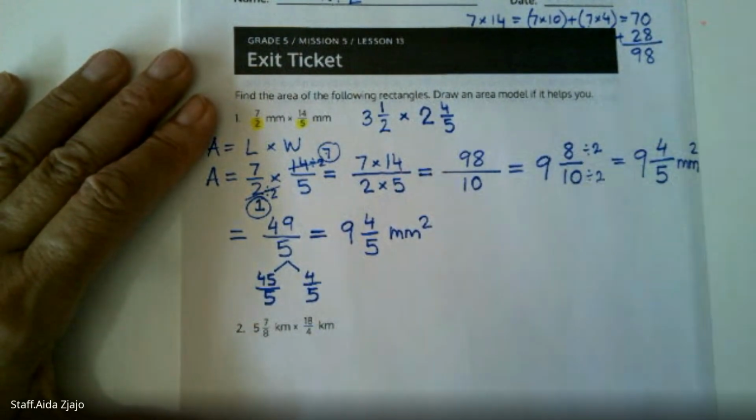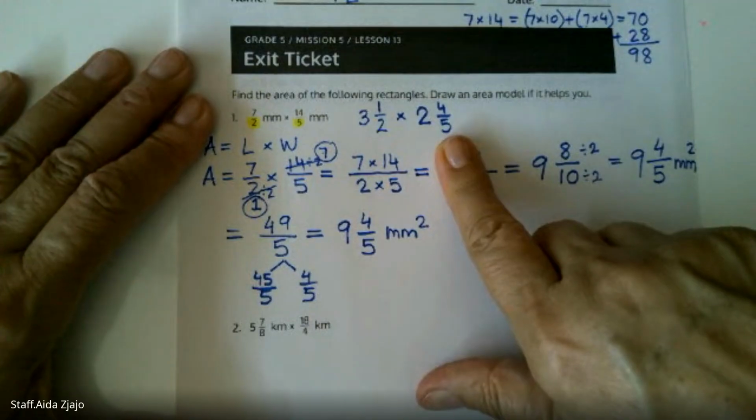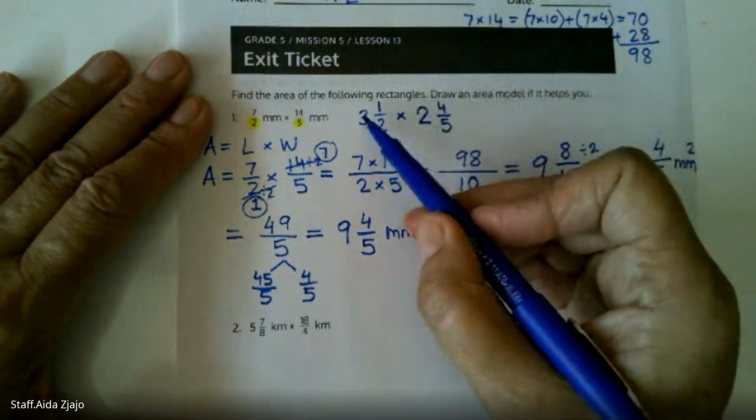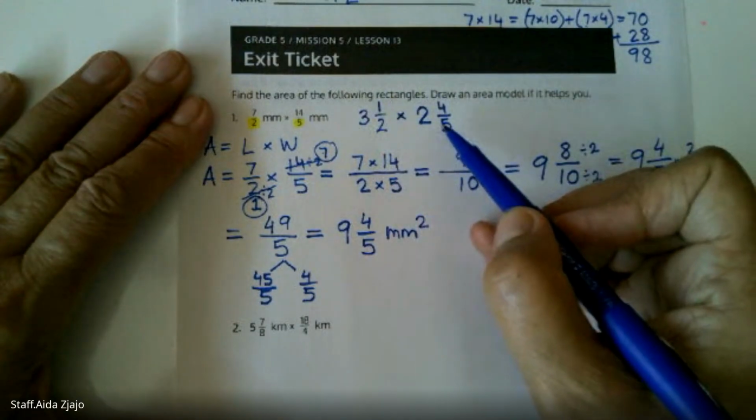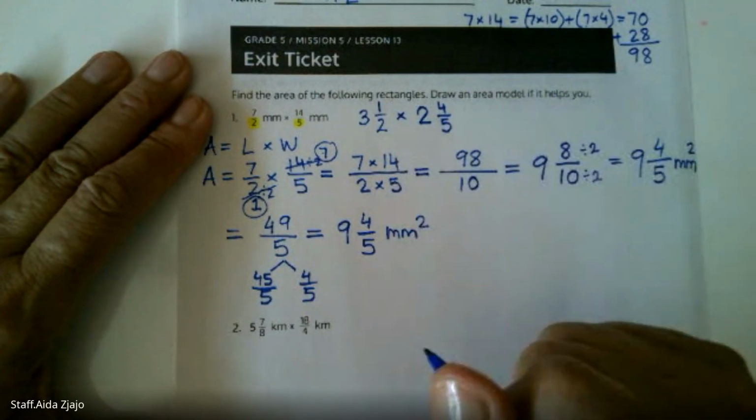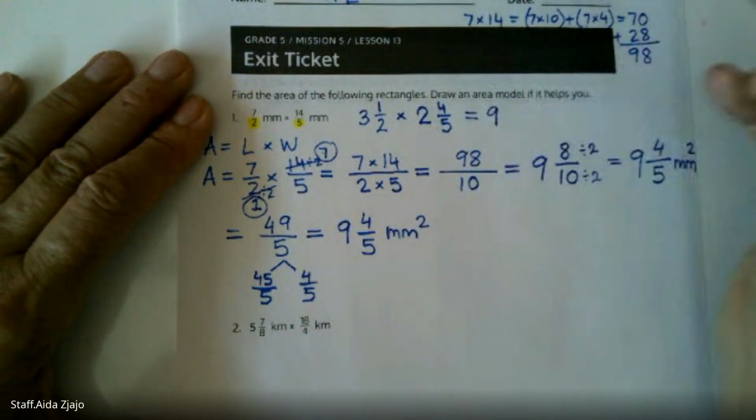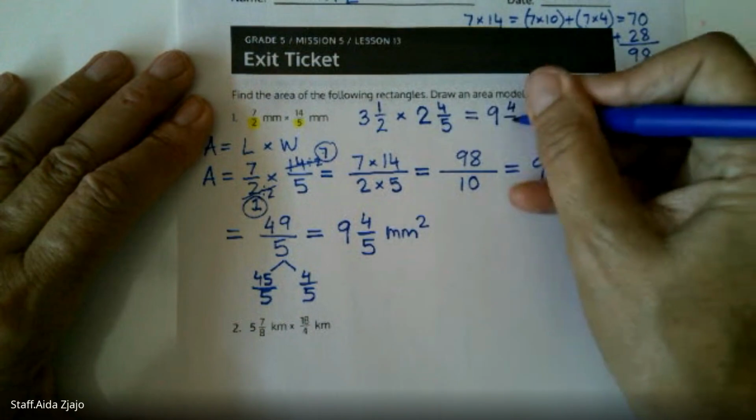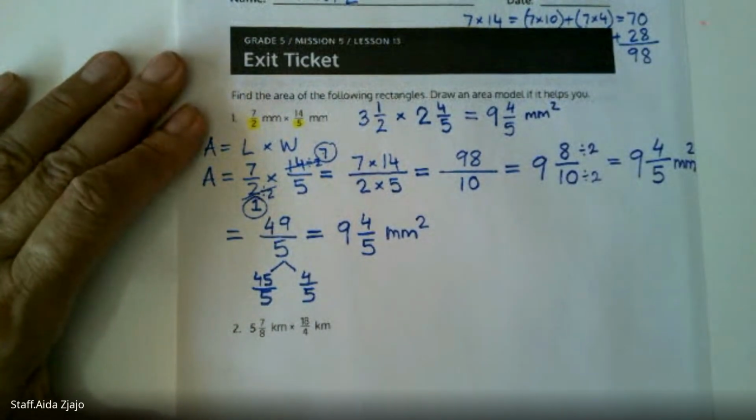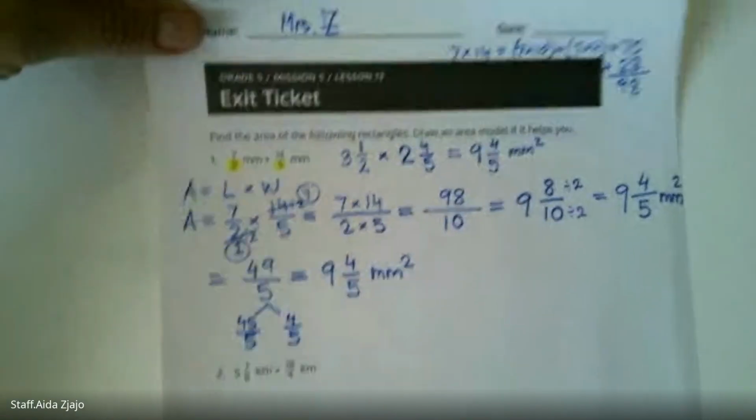If you like to draw an area model, you could do 3.5 and 2 and 4/5, and the answer would be the same. Or you can use the distributive property: 3 times 2, 3 times 4/5, 1/2 times 2, 1/2 times 4/5. Either way you do it, the answer is going to be 9 and 4/5 square millimeters. All right, I'm going to move to the next one.